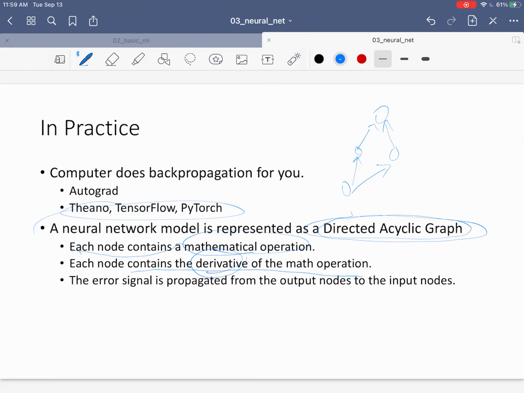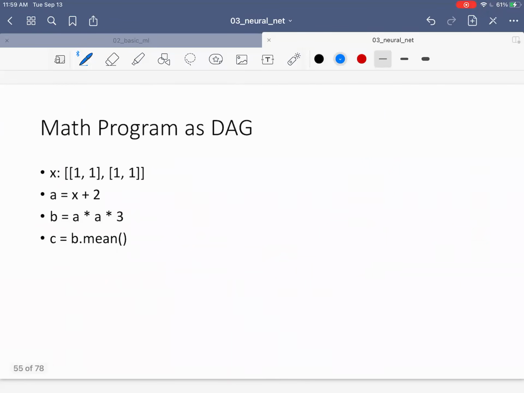So for example, when you want to define a new operation in PyTorch, you need to define the operation and its derivative at the same time. And the error signal, being the derivative of the loss function or the cost function, is propagated from the output nodes all the way back into the input nodes. So here is a very simple depiction of how it's done.